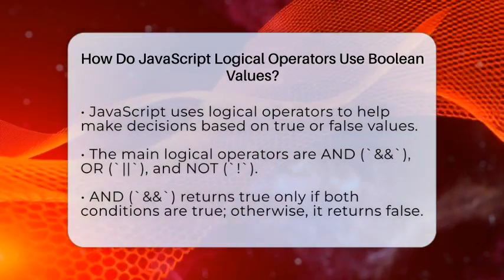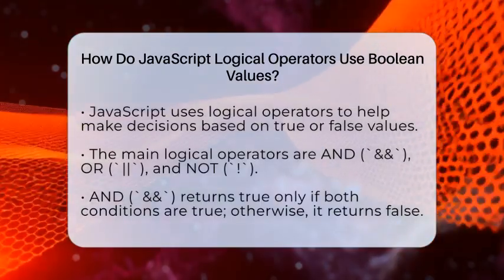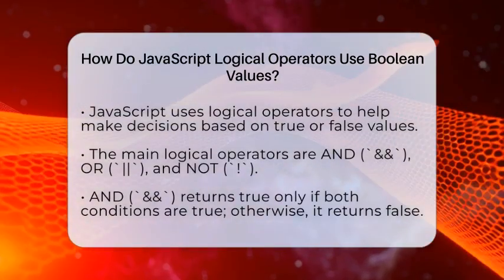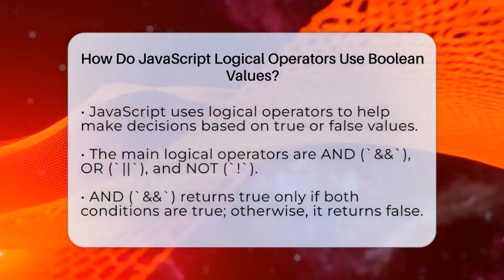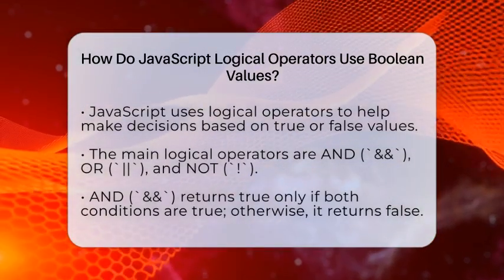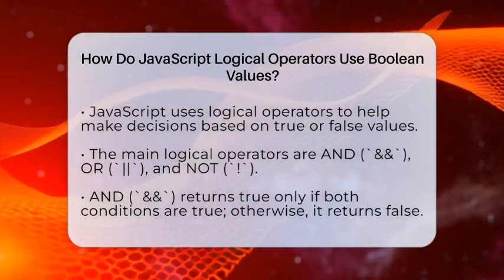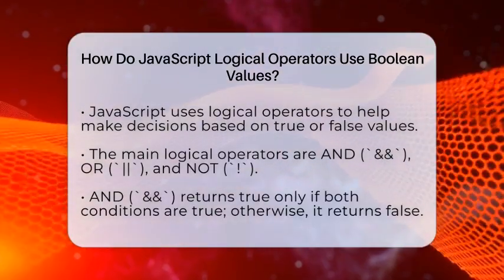JavaScript has three main logical operators. The first is the logical AND, written as two ampersands. It only returns true if both things you check are true. For example, if it is sunny and warm, then you go outside. But if either condition is false, like if it's cold, then the whole thing becomes false.